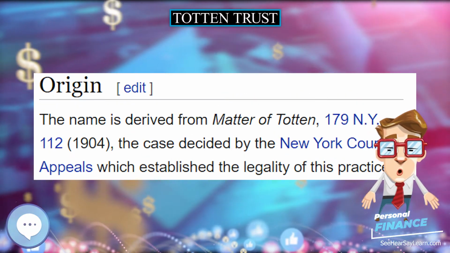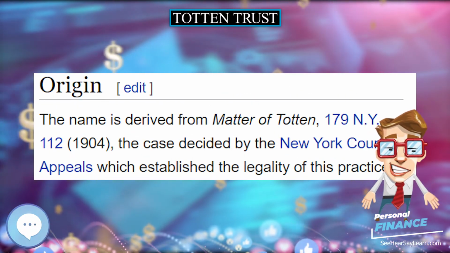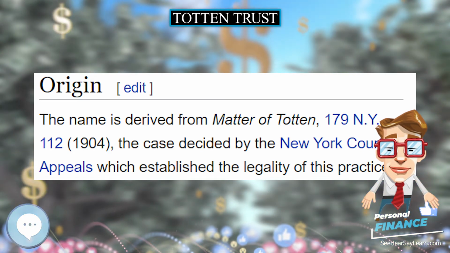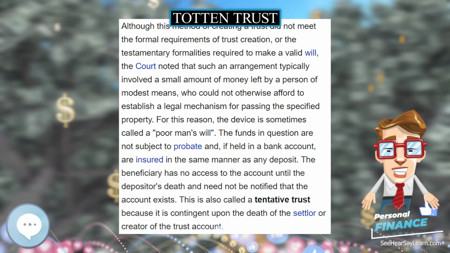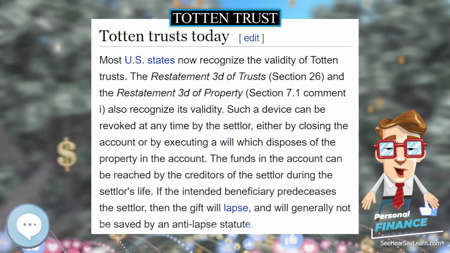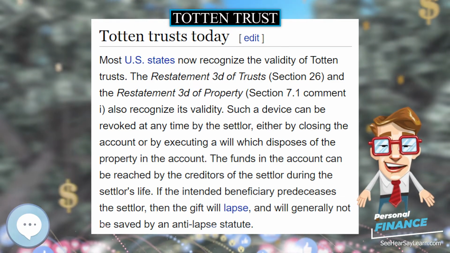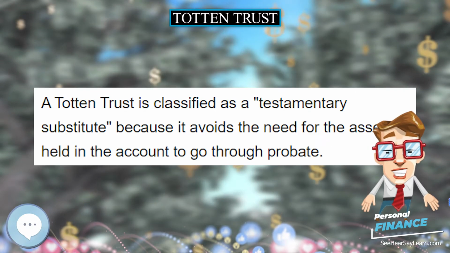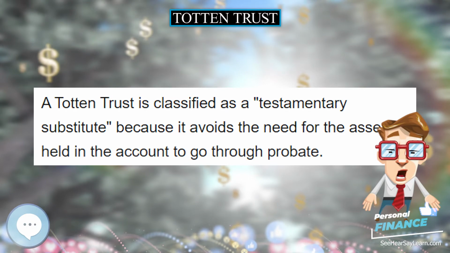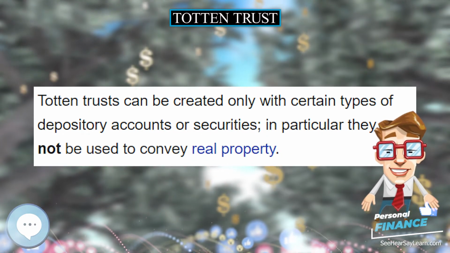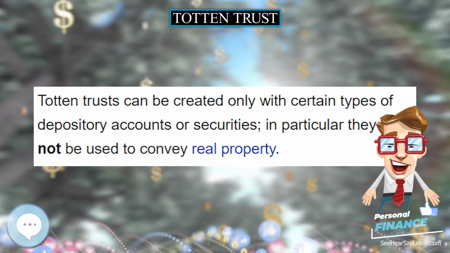The funds in question are not subject to probate and, if held in a bank account, are insured in the same manner as any deposit. The beneficiary has no access to the account until the depositor's death and need not be notified that the account exists. This is also called a tentative trust because it is contingent upon the death of the settlor or creator of the trust account.